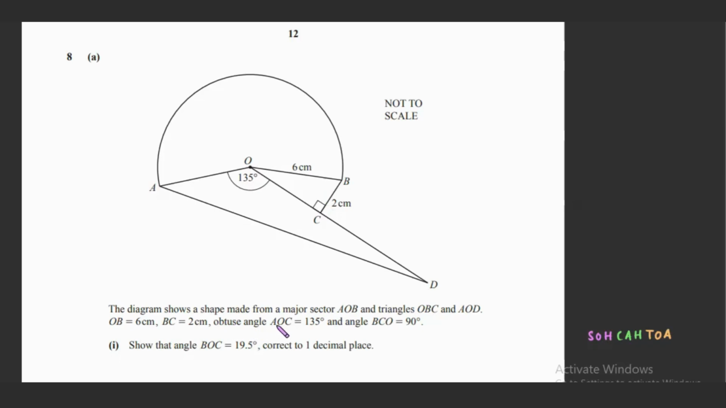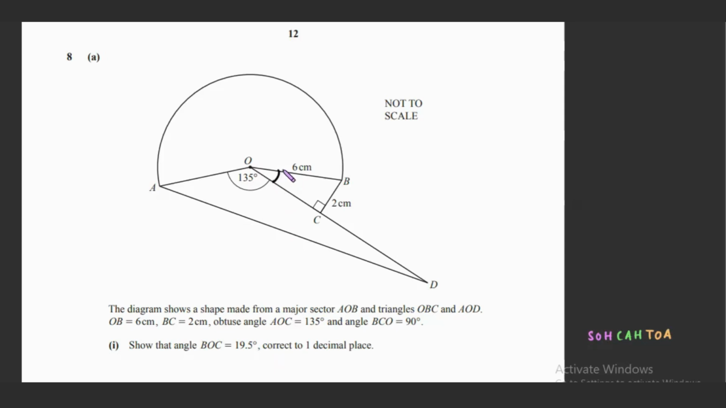OBC, obtuse angle AOC, that is this one, is an obtuse angle, and that is 135 degrees, that is already marked. And this BCO is a 90-degree angle, that is also given to us. The first question is to show that angle BOC, that is this angle, is equal to 19.5 degrees.